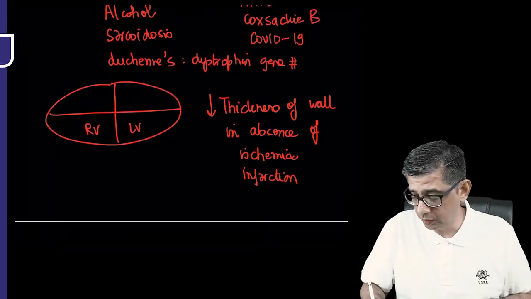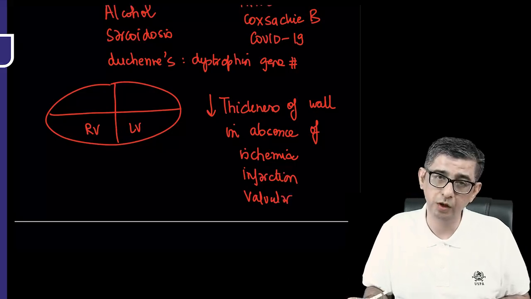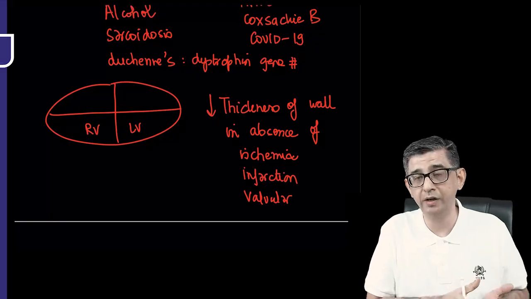I also need to rule out valvular heart disease. Obviously, if there is a valvular heart disease, even then the heart can become enlarged. Like in mitral stenosis, you get a right ventricular hypertrophy and a left atrial dilatation.